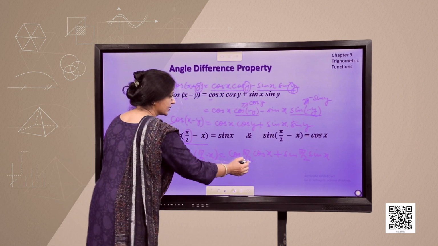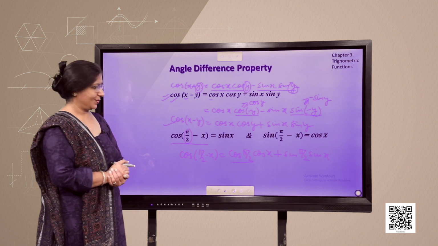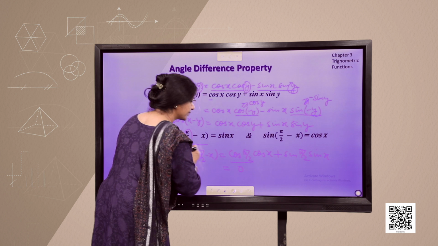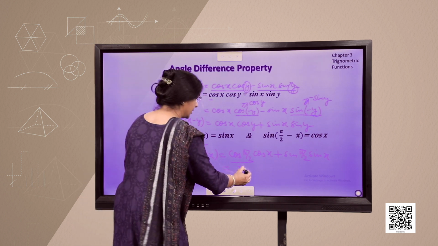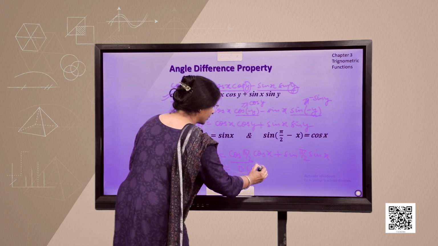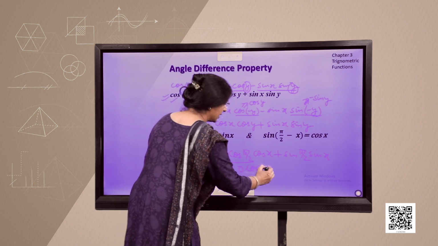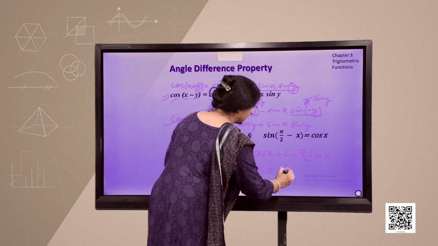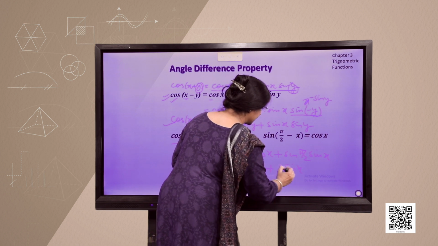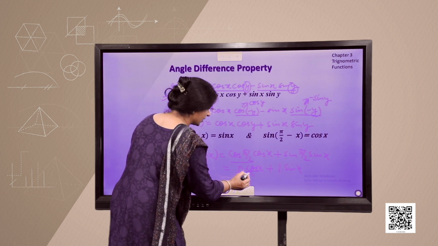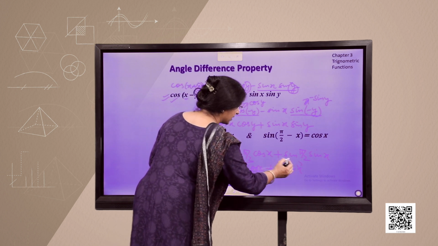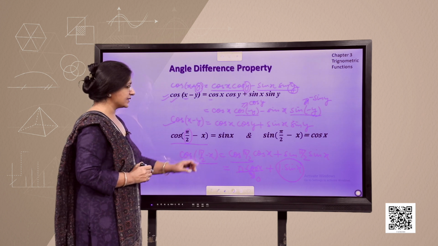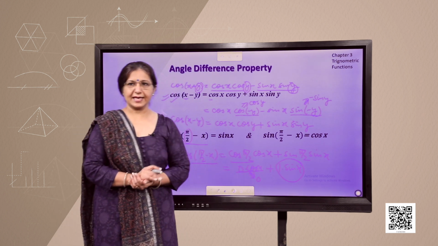You know what is cos pi/2? Cos pi/2 is 0, and 0 into cos x will make it 0 only. And what is sin pi/2? Sin pi/2 is 1 into sin x. So this term becomes 0. We are left with this term only. So here you can see cos(pi/2 minus x) is equal to sin x.